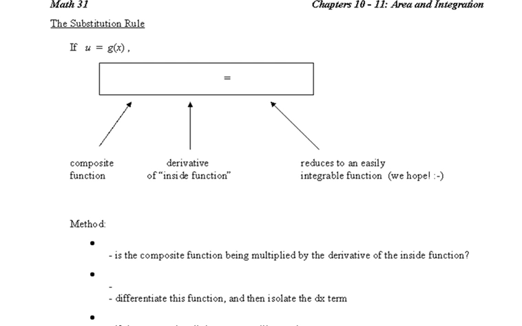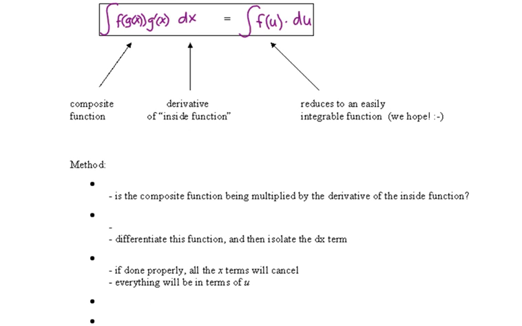Basically, if we're dealing with a composite function, this should be f prime, dx. If we want to integrate it, we're going to use substitution. So we're going to let our g of x be equal to u. We have a composite function, we take the derivative of the inside, and reduce to an easily integrated function, we hope.